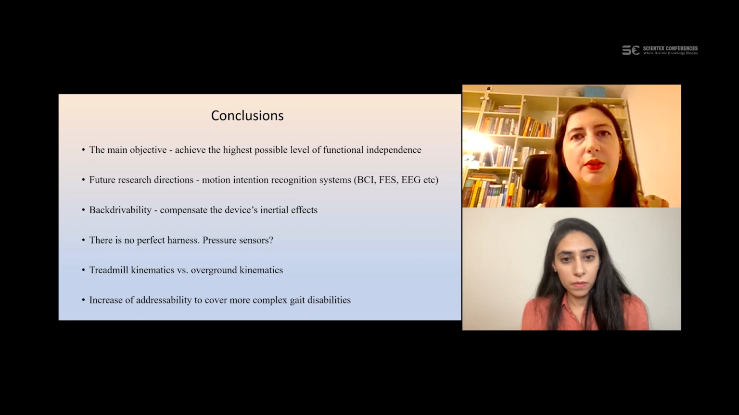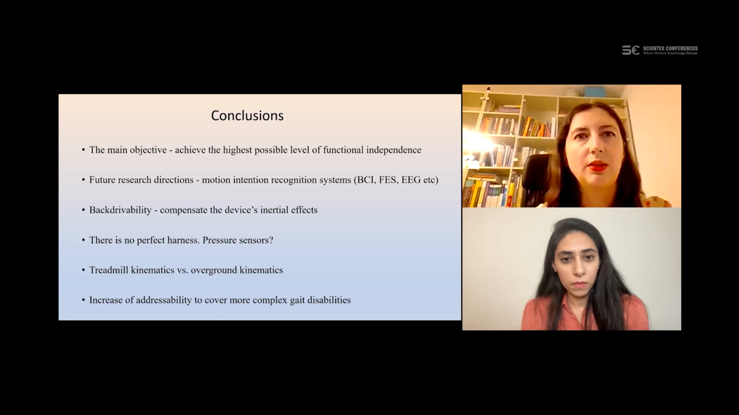It would make a huge difference if it can be implemented for assisting the pelvis as well as the impaired lower limb. Other challenges address the back drivability and the control system that could compensate the device's inertial effects and therefore synchronize automatically the device's motion with the user's motion. Regarding the harness, although there is no perfect harness, it can be equipped with pressure sensors to establish the degree of pressure and help the patient relieve it by making adjustments.